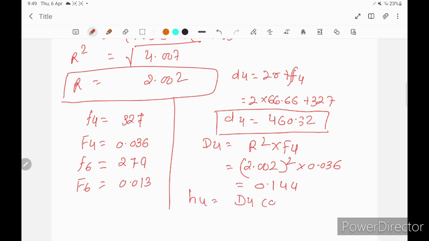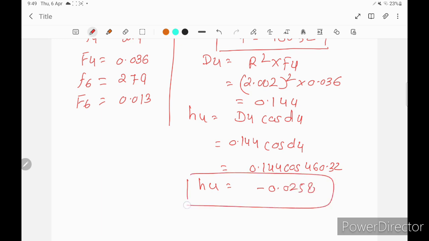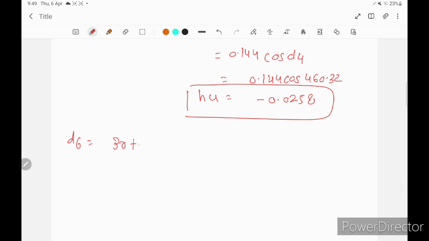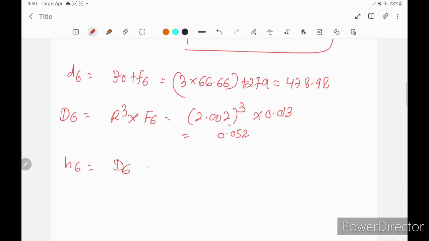Now H4 value is D4 cos D4, so 0.144 cos 460.32. So the H4 value is minus 0.0258. Now the D6 value, 3r plus small f6. So 3 into 66.66 plus 279 is equal to 478.98. D6 is equal to R cube into F6, so 2.002 cubed into 0.013, so we get 0.052. Now H6 is equal to D6 cos D6, so 0.052 into cos 478.98. So you will get minus 0.025.